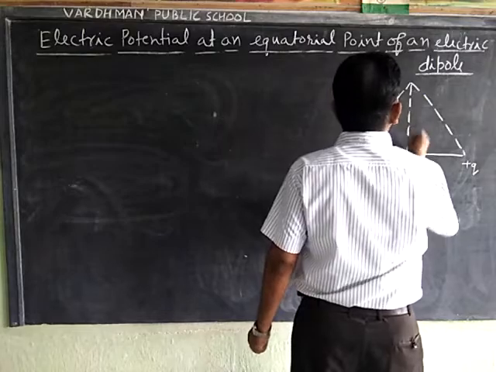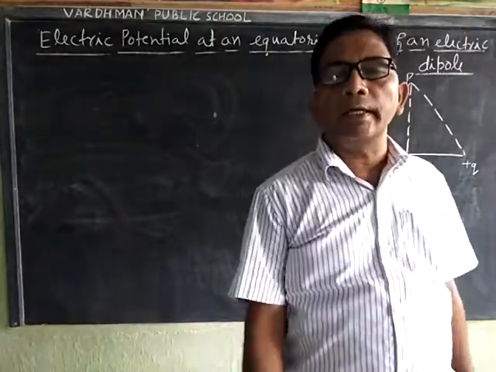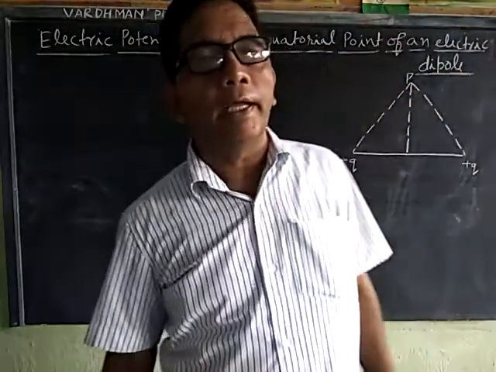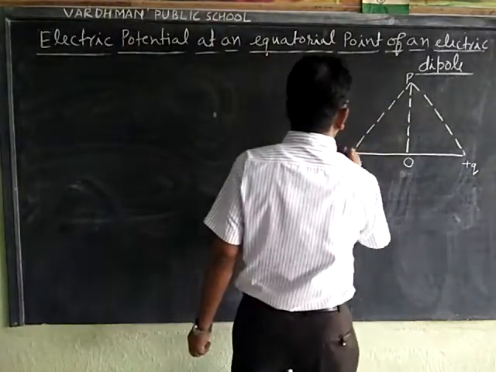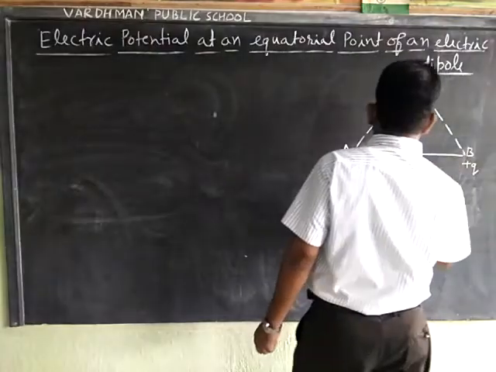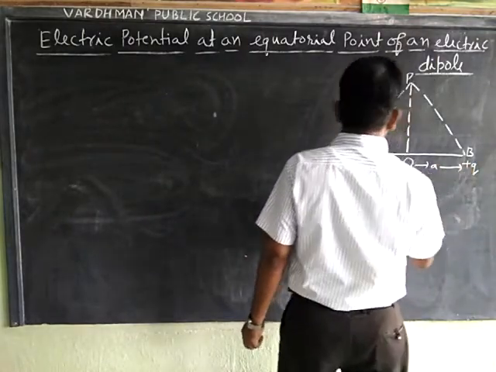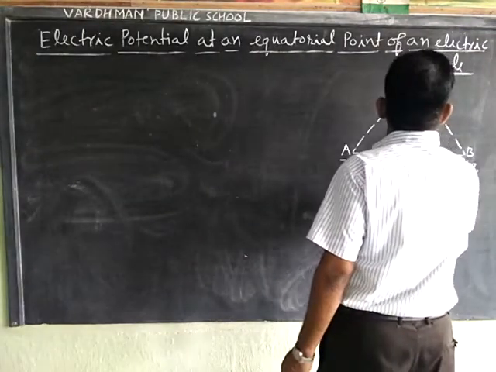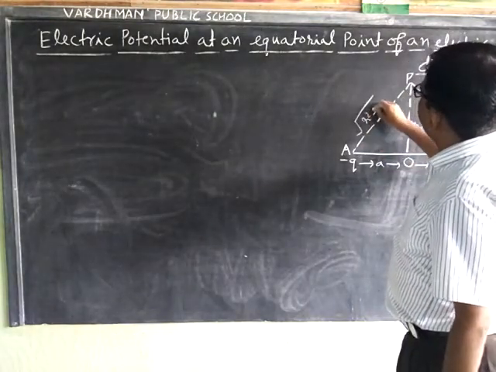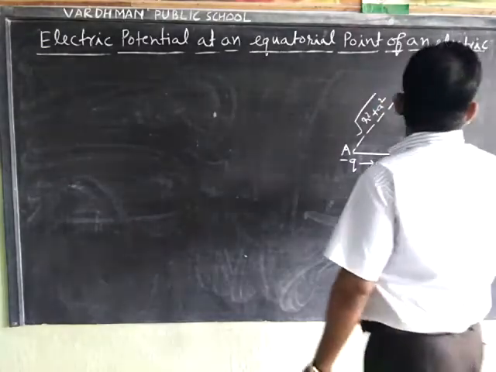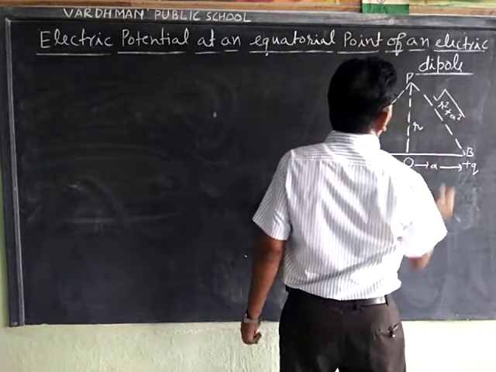Let P be a point on the equatorial line. What is the equatorial line? A line which is perpendicular to the axial line and passing through the midpoint of the electric dipole. Let this distance be A, this distance is also A, and this distance is R. Then it becomes under root R square plus A square. This also becomes under root R square plus A square.